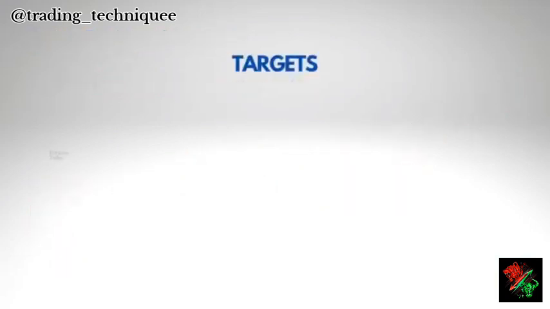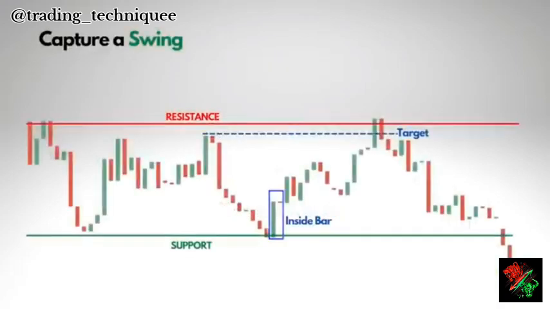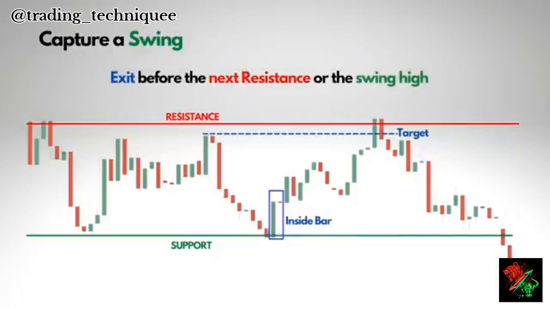Now let us talk about setting targets for inside bar trades. Your exits or targets depend on your goals. So you can either catch a swing or you can ride a trend. If you intend to catch a swing, then you can exit your trades before the opposing pressure comes in. For example, if you have taken a reversal trade from the support and you are long on the market, then you want to exit your trade before the next resistance or the swing high.